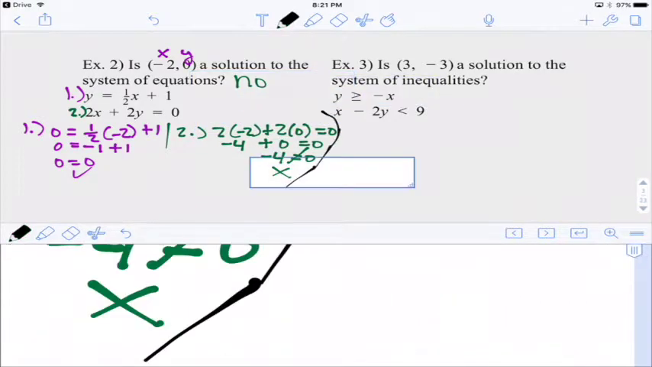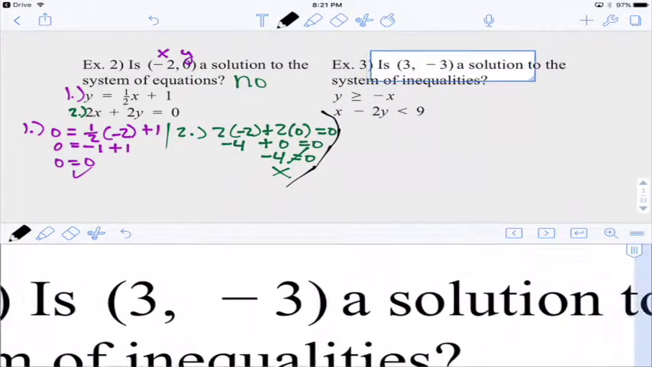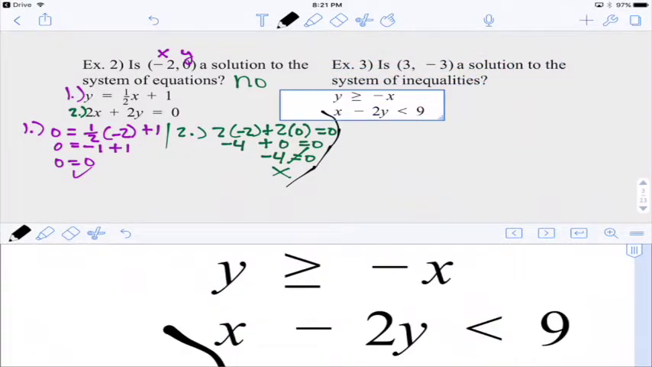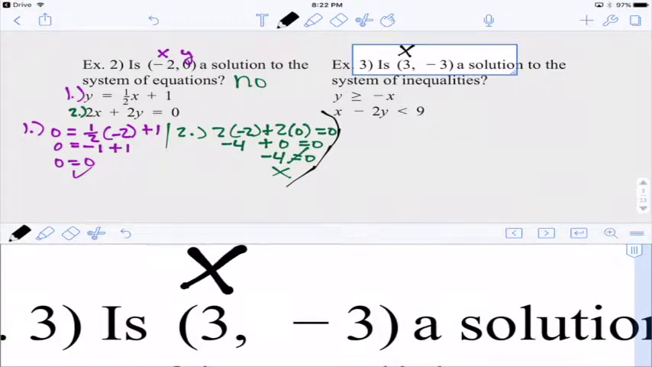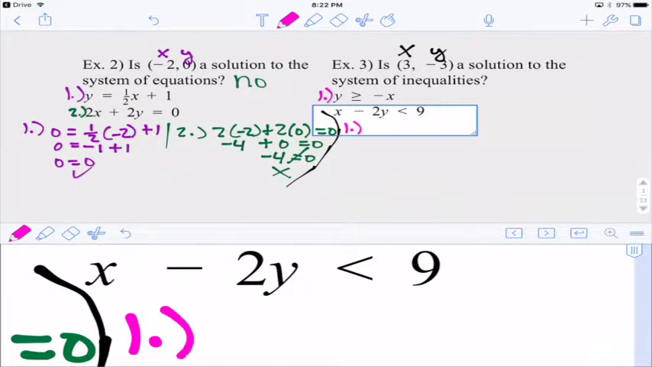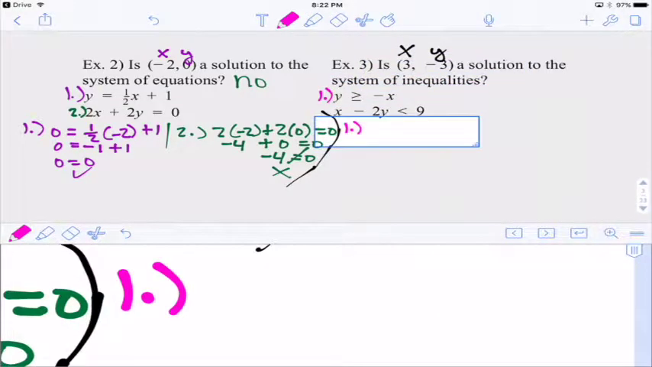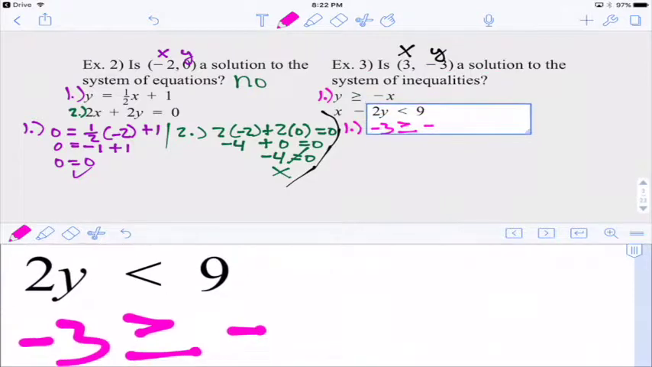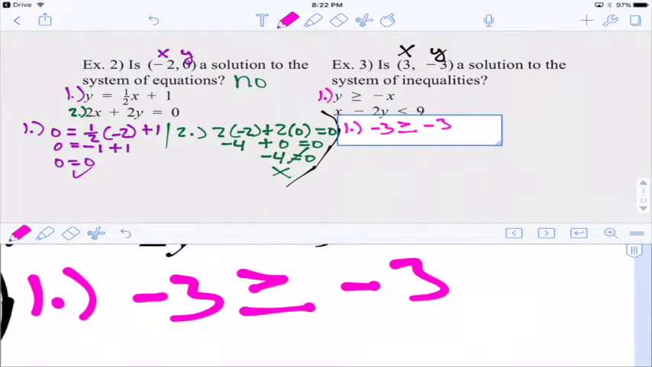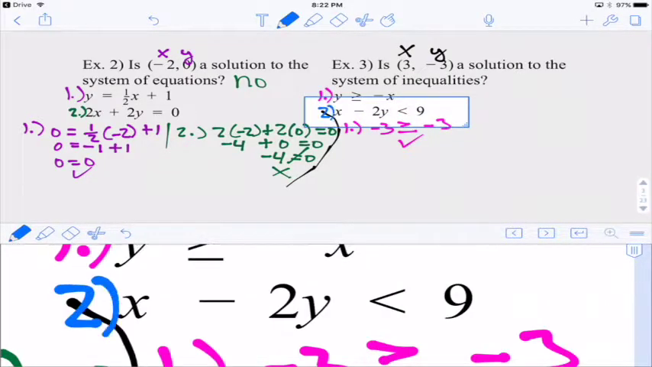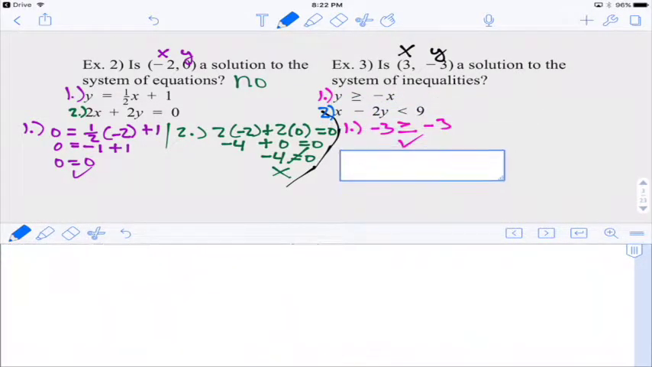So, no. All right, is (3, negative 3) a solution to the system of inequalities? So, we do not have equations this time. We have inequalities. This is x. This is y. So, I'm going to check my first one first. So, my y is negative 3, is greater than or equal to negative x. So negative 3 is greater than or equal to negative 3. That's true, that works.